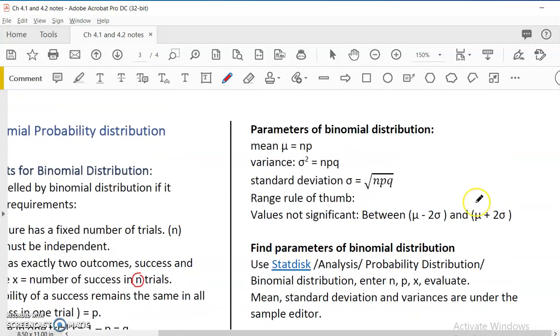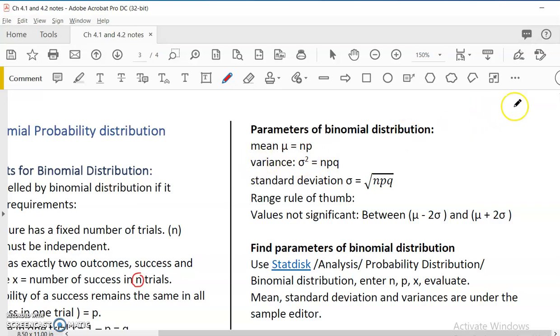Okay, so when we discuss discrete probability, a discrete random variable, we always talk about mean, variance, and standard deviation. So if it is a binomial, fortunately, we don't have to enter the tables.